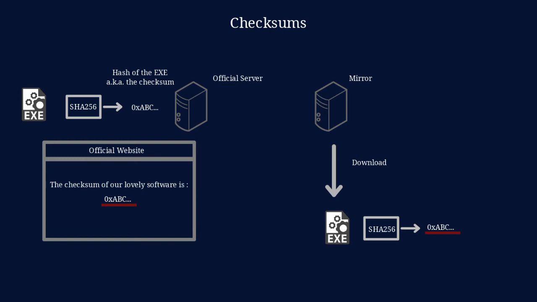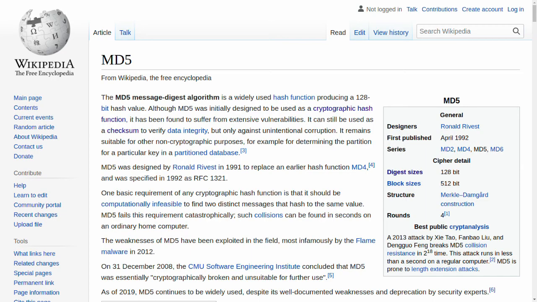If they do match, then you will know that number one, no corruption happened during download, and number two, you will know that there was no malware included. Now, back in the olden days, there was something called MD5. MD5 is a hashing algorithm.